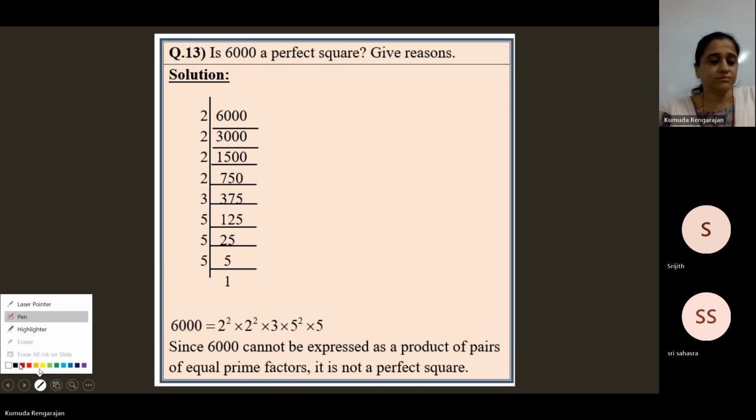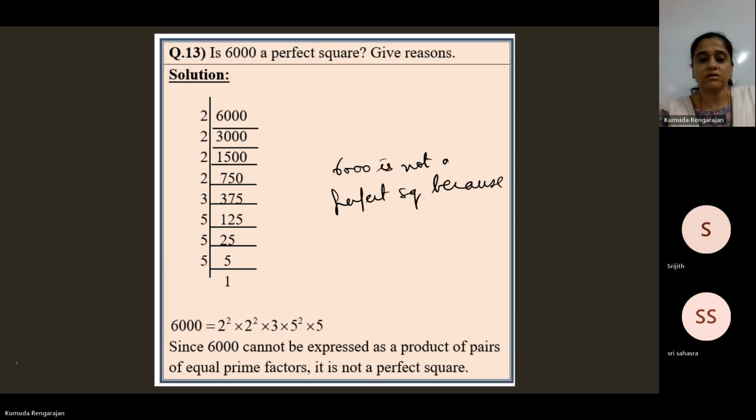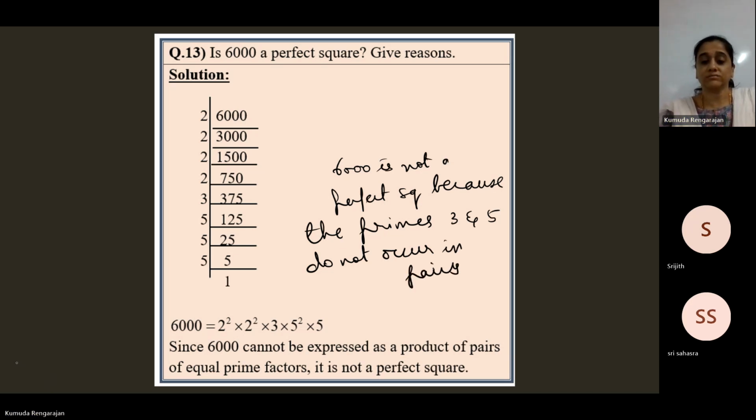You can also give this reason. 6000 is not a perfect square because the prime factors, or you can say the primes 3 and 5, do not occur in pairs. Do not occur in pairs. You can also give this reason. Simple. In your own way, not in the same order I'm saying.